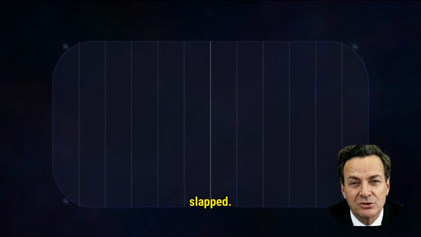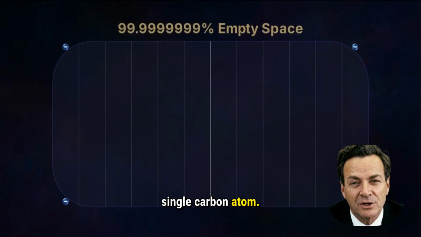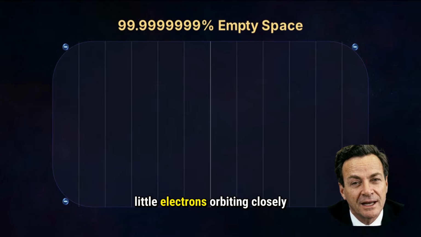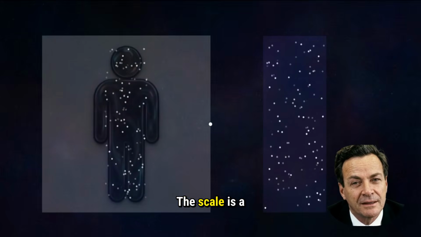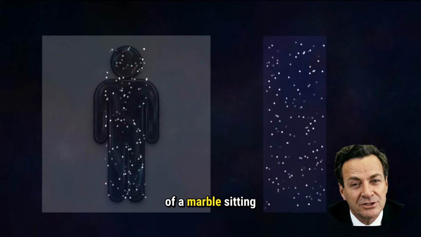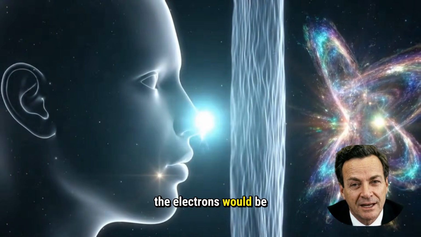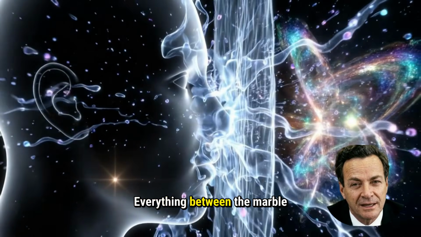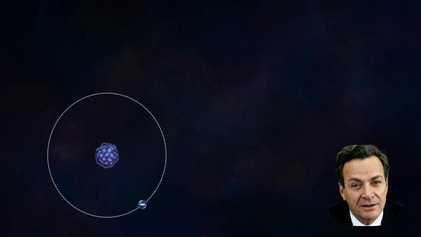Let's zoom in on the desk you just slapped. We zoom past the wood fibers, past the molecules, down to a single carbon atom. When we draw atoms in school, we draw a cluster of protons in the middle and little electrons orbiting closely around it. That drawing is completely wrong. The scale is a joke. If the nucleus of a carbon atom, the protons, was the size of a marble sitting on the 50-yard line of a massive football stadium, the electrons would be tiny gnats buzzing around the highest seats in the upper bleachers. Everything between the marble and the gnats is nothing, a pure, dark, silent void.